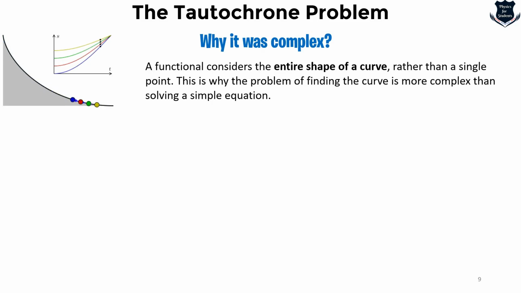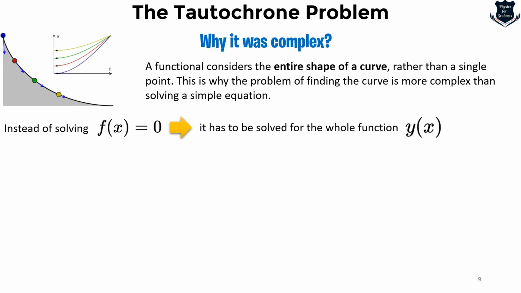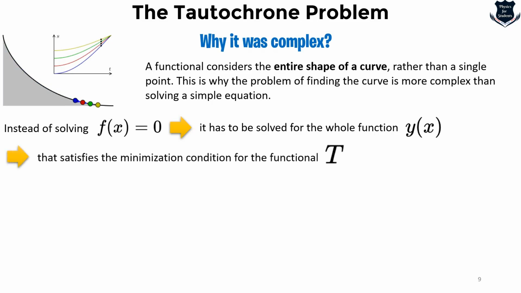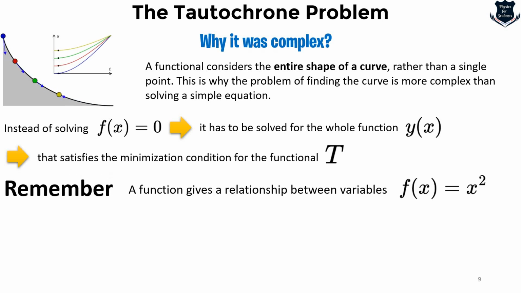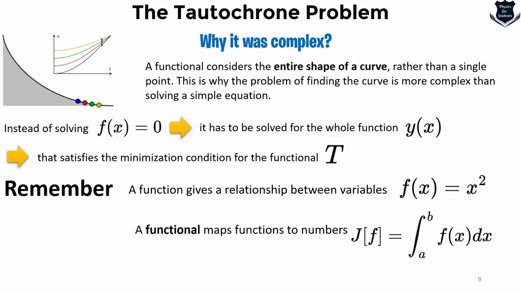It is not that you get any x, y point or a single point. So here is an example I would like to tell you: because the functional considers the entire shape of the curve, this is why finding the solution was difficult. Instead of just solving f of x equal to 0, it has to be solved with the whole function y of x that satisfies the minimization condition, which is the functional of t. We should remember one thing: a function gives a relation between two variables, f of x equal to x square, whereas a functional maps functions to numbers.